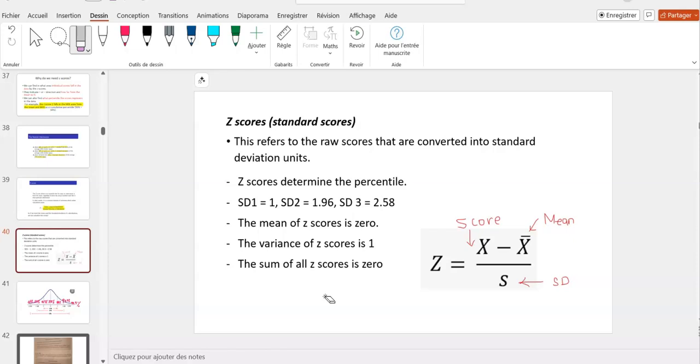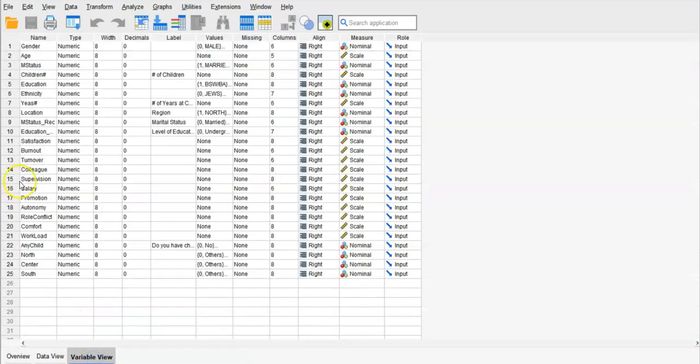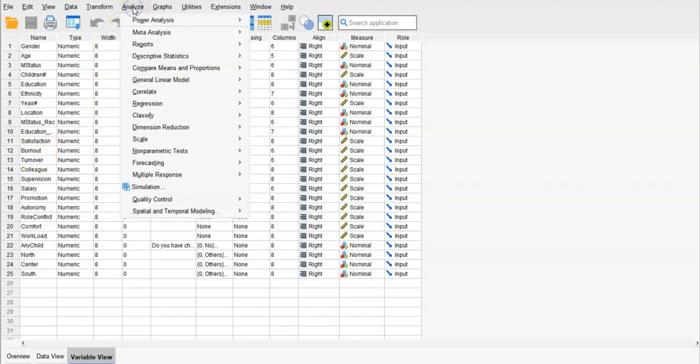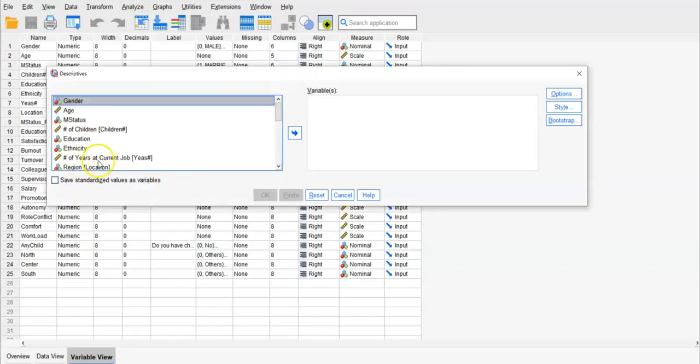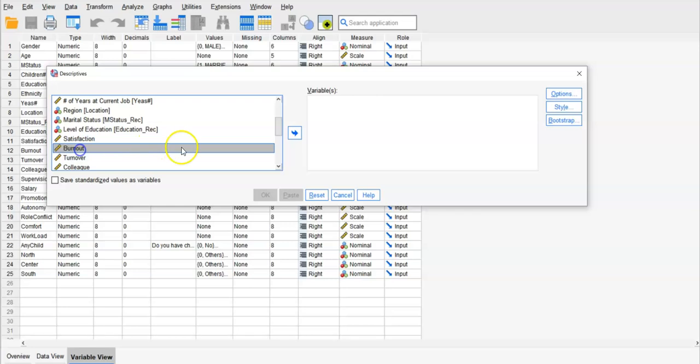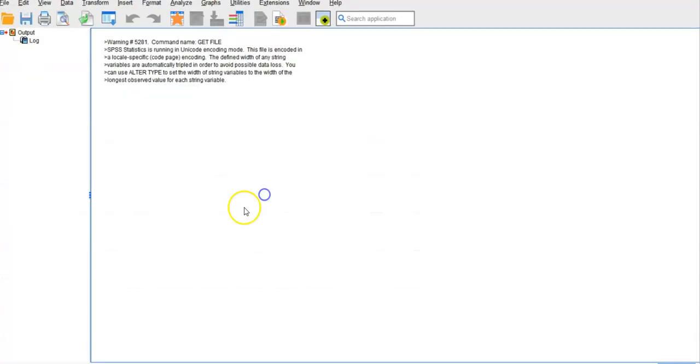Normally, you can obtain the Z-score very easily through SPSS. I already explained, but this is the data, and let's see the individual score converted to a Z-score. This time we will do burnout. You go to Analyze, then Descriptive, then Descriptive. You put the burnout here in the box, and then you check Save standardized values as variables. That means the Z-score. So you check that, and then OK.